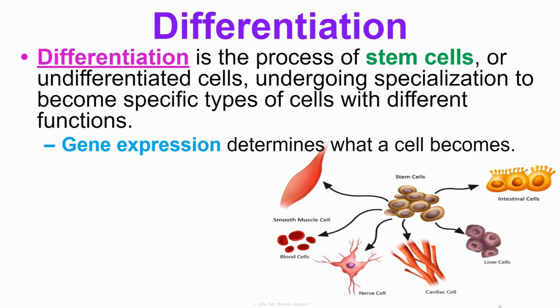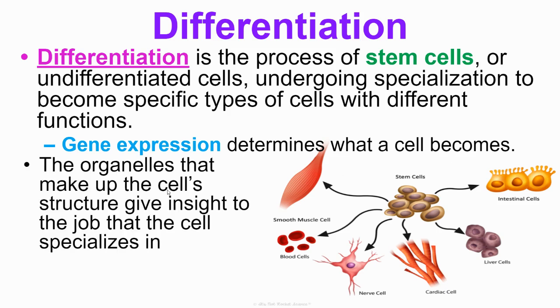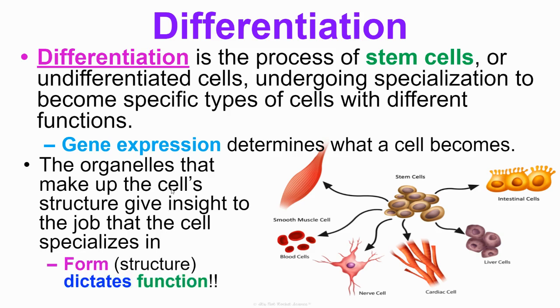Even though every single cell in your body has a nucleus with all the same DNA in it, only particular genes are expressed, meaning only particular genes are turned on, which makes a muscle cell and a spleen cell and an eyeball cell. And so it's the organelles that make up the cell structure that can tell us what type of job that cell is going to do. So here again, that big idea from biology, the relationship between structure and function. Form is going to dictate function. We'll see that over and over again in anatomy.